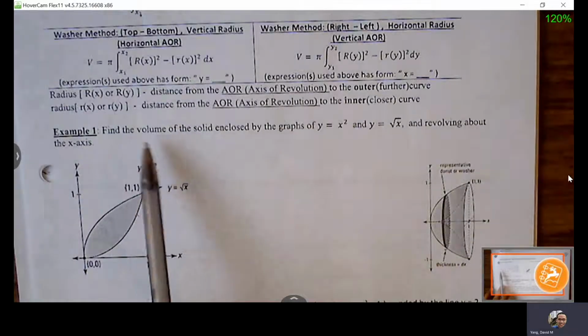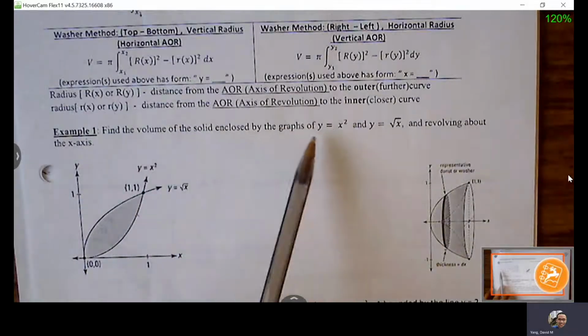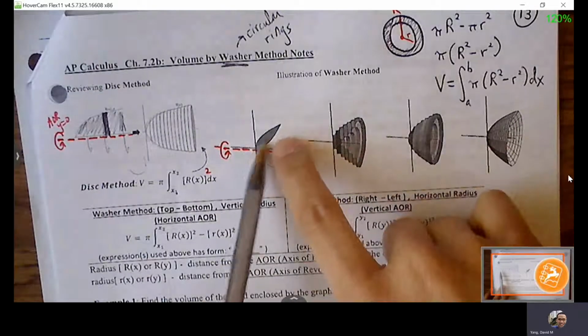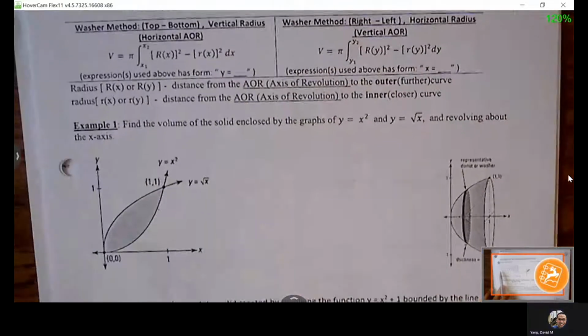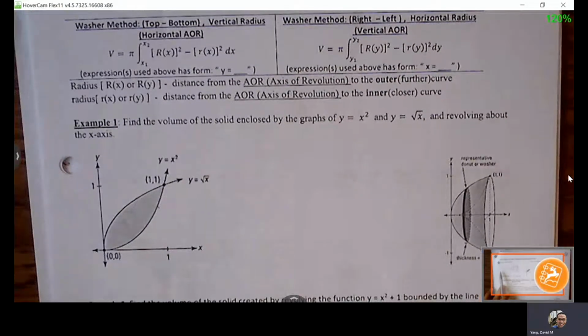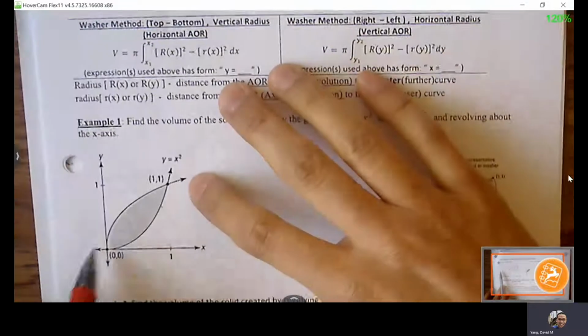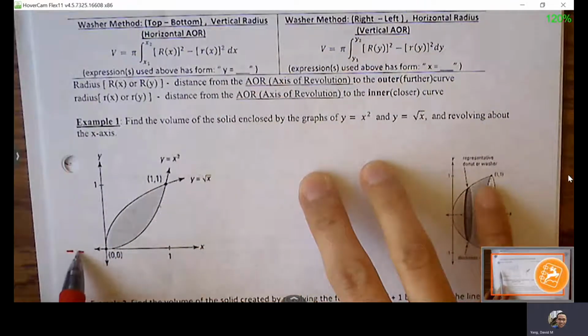Example 1 says, find the volume of the solid enclosed by the graph of y equals x squared and y equals square root of x. So basically, we're doing this now in full, revolved around the x-axis. Okay, so here's my dotted line, my axis of revolution.